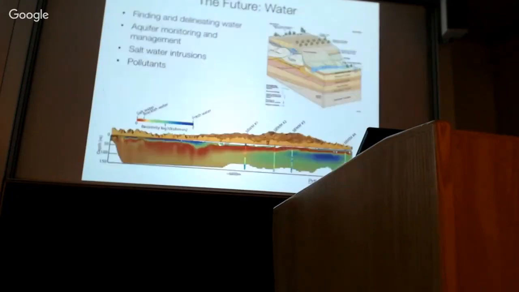Then there's water. So finding it, delineating it, saltwater intrusions, pollutants, and this is part of California. So I guess the SkyTEM team are going to go down with a new system and look to see what they can find for water in California. But that's clearly a big issue.